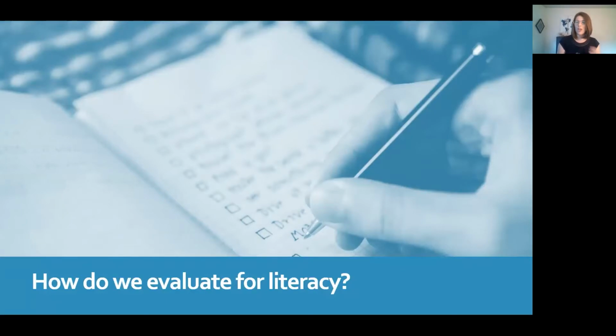So remember that child from a few minutes ago that when we tried to check off the boxes, it did not help us in concluding that the child was literate? Well, how should we be evaluating for literacy if we can't rely on a list? Well, we're going to do it by looking at key behaviors and attitudes.